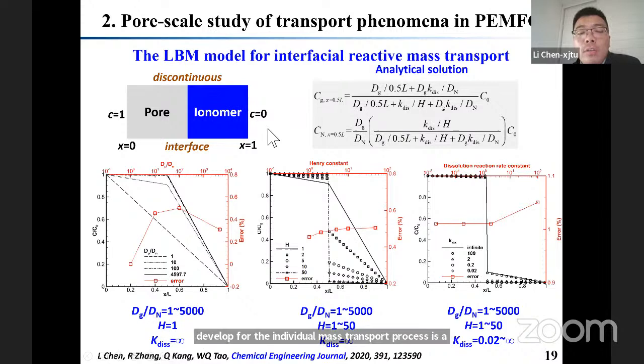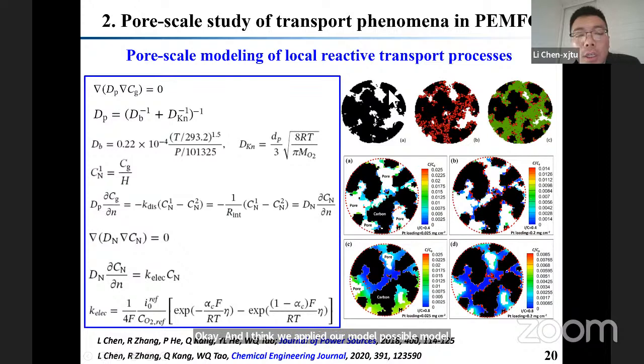And then we applied our pore-scale model to simulate the complicated reactive transport of oxygen inside the 3D nanoscale structures of the catalyst layer. So we consider the gas diffusion in the pores. We consider the Knudsen diffusion. We consider Henry's law and the interfacial dissolution reaction rate. We consider the oxygen diffusion in the ionomer and the electrochemical reaction at the platinum surface.